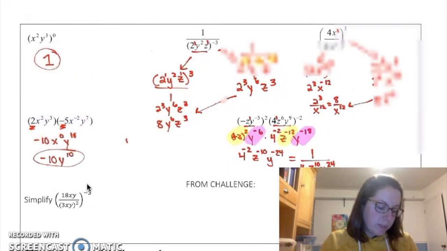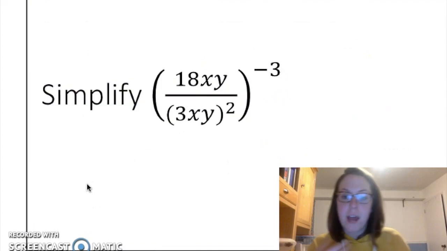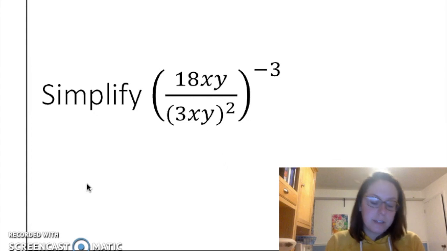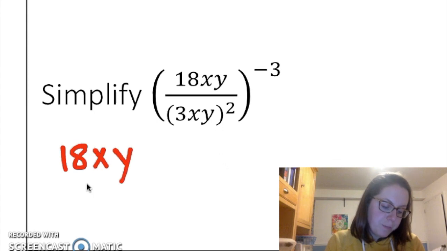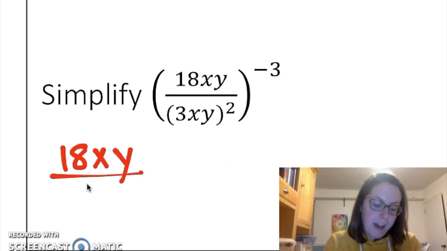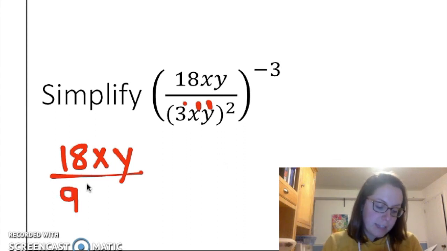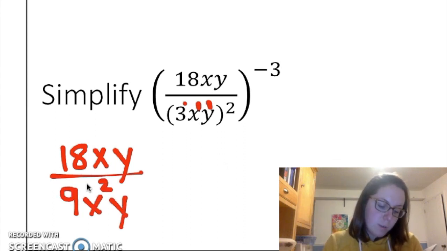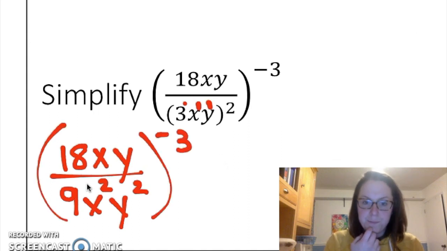Okay, last one was the one from our challenging class. Again, this is something hopefully that you've paused the video and tried on your own, but we're going to go through this answer. So I'm going to start PEMDAS in my parentheses. The numerator, there's nothing I can do to, but the denominator I can simplify by knowing that each of these are to the first, and I'm squaring it. So 3 squared is 9, x squared, y squared, and that is all to the negative 3rd.